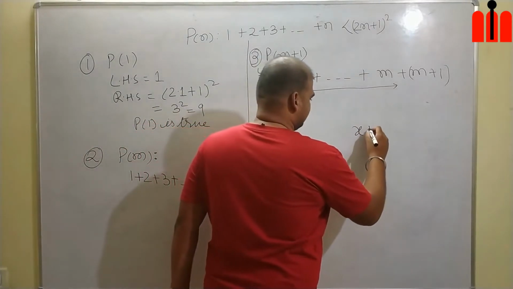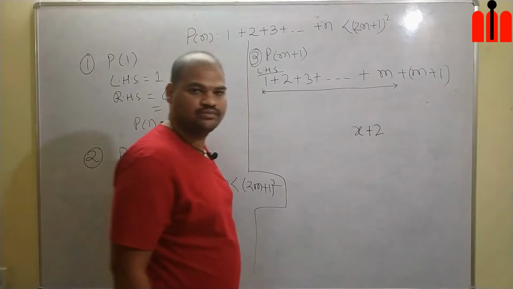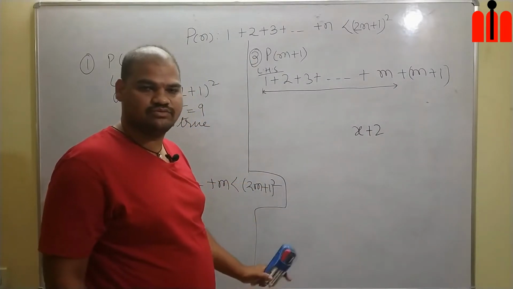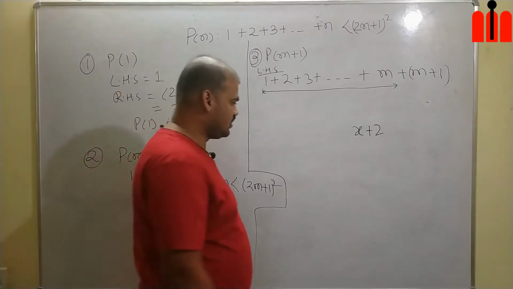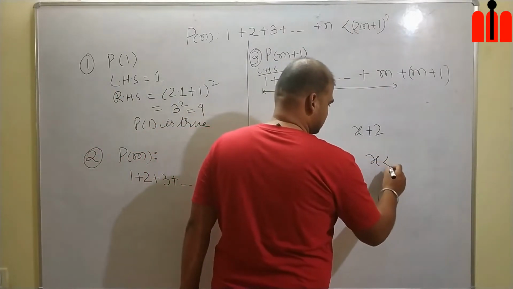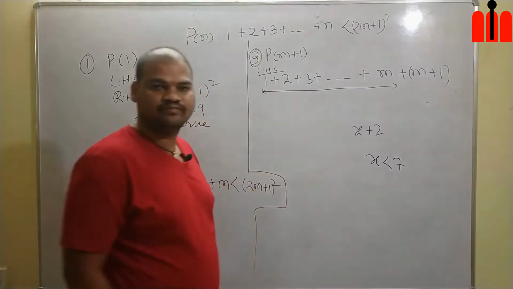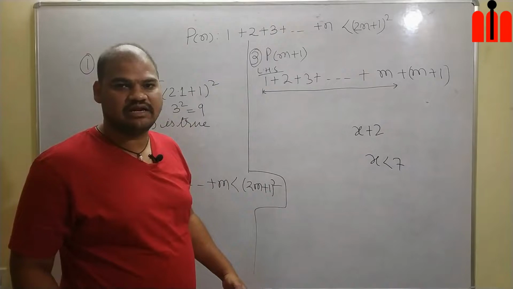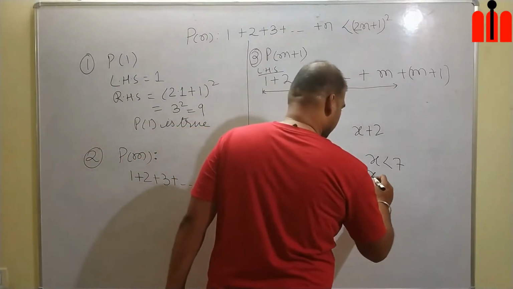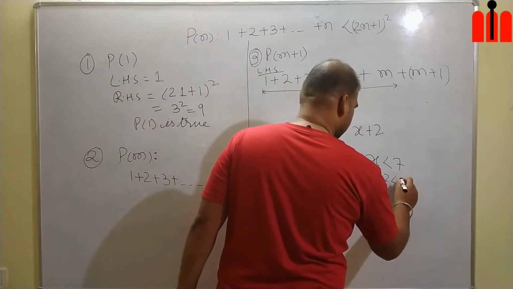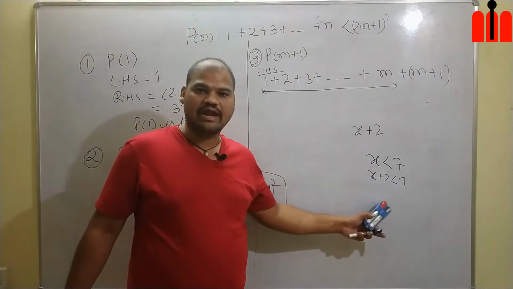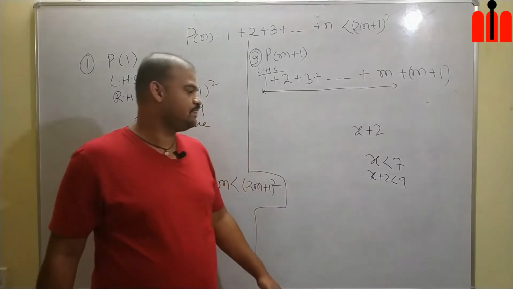If somewhere it is written that it is x plus 2, some expression, and x is less than 7, then what will be my x plus 2? It will be less than 9. What had we done? We had added 2 on both sides.